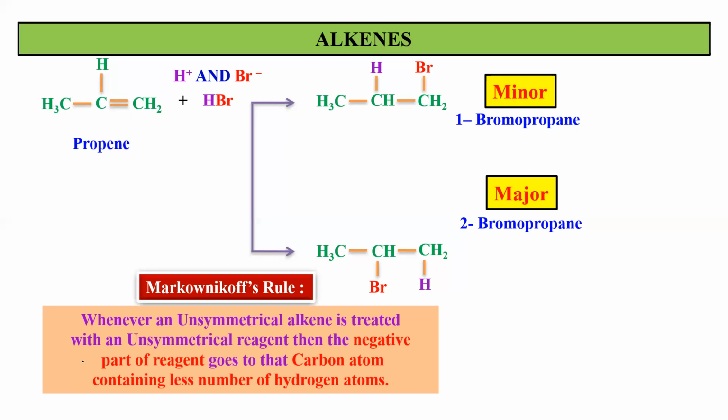For this module, it was only the pure addition of HBr. If it is an unsymmetrical alkene, you get two different products, and definitely you need to determine which is major and which is minor. Major and minor are decided by a rule called Markovnikov's rule. And the rule says that the negative part of the reagent goes to that carbon atom which contains less number of hydrogen atoms. So I hope this rule is pretty clear to you.